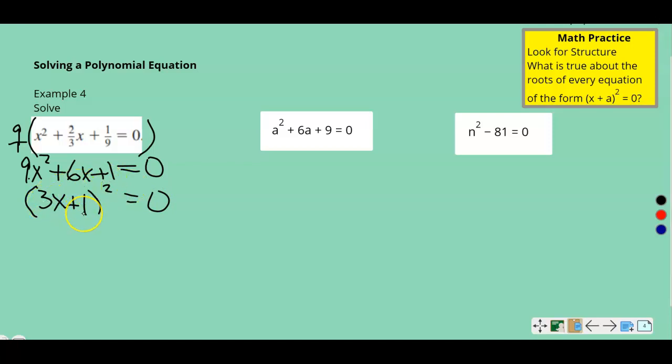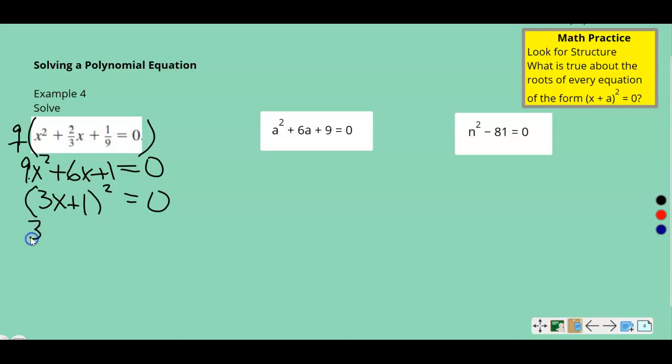Remember, a times b is 3x, times 2 is 6x. So you can check that quickly to make sure your middle term works as well. And then once you get here, you can solve this by using the zero product property. So we are going to use the zero product property that you learned a couple lessons ago.